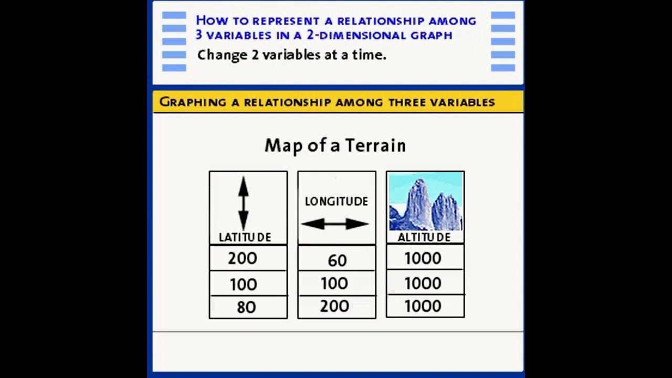Suppose that at a latitude of 200 feet north and 600 feet east, we have an altitude of 1,000 feet. Suppose at another point, a latitude of 100 feet north and 100 feet east, we have an altitude also of 1,000. And finally, a third combination. Notice the trick here is I'm holding my altitude constant as I change latitude and longitude. All of these combinations of latitude and longitude have a constant altitude of 1,000. So let's move these numbers over to the box at the side and then show how to represent them in a graph.